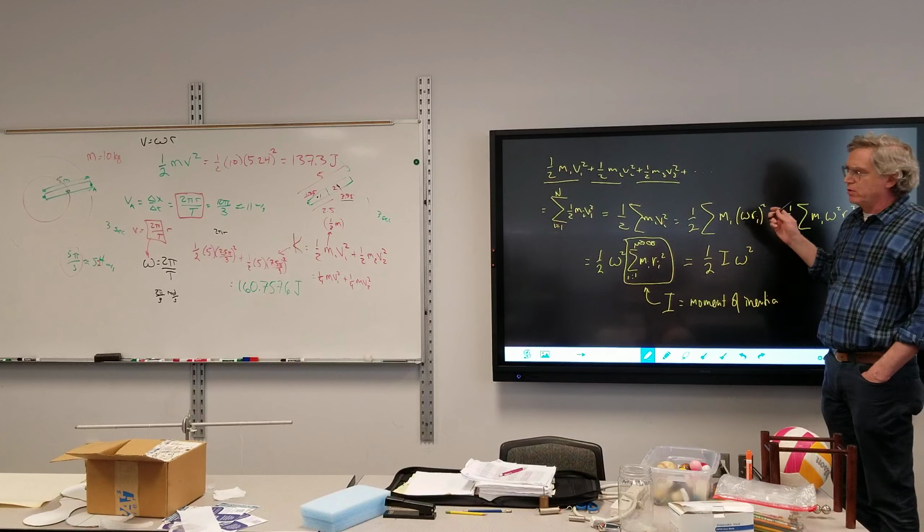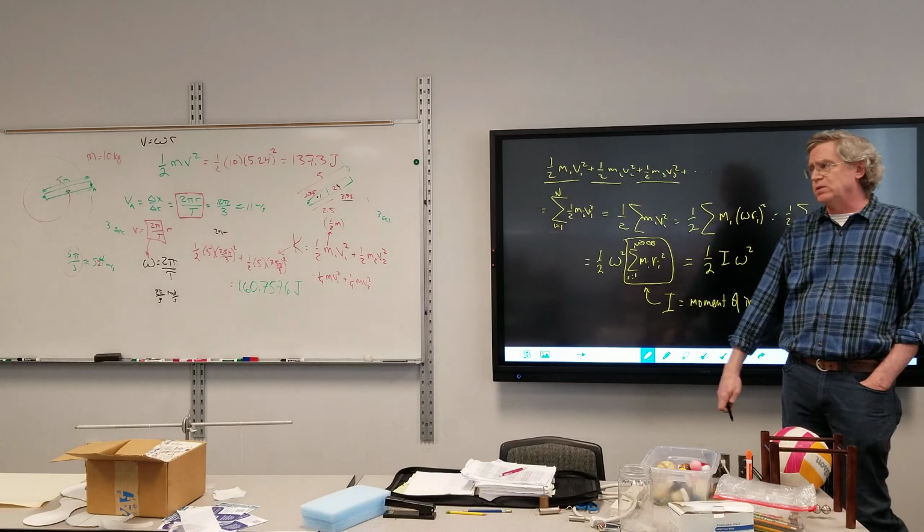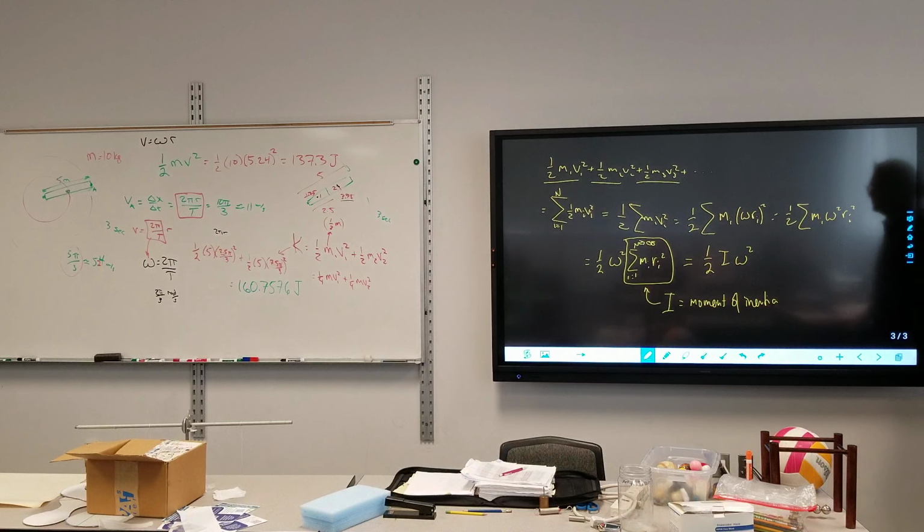The formula we wrote on the board 2 days ago, and the one that Stone mentioned about 3 minutes ago. So 1/2 mv squared is captured in this. It's just, this is a shortcut, if you know what I is. So how do you know what I is? It depends on the shape.